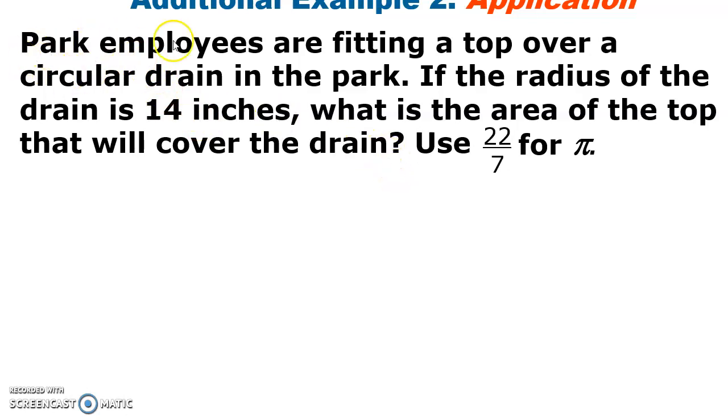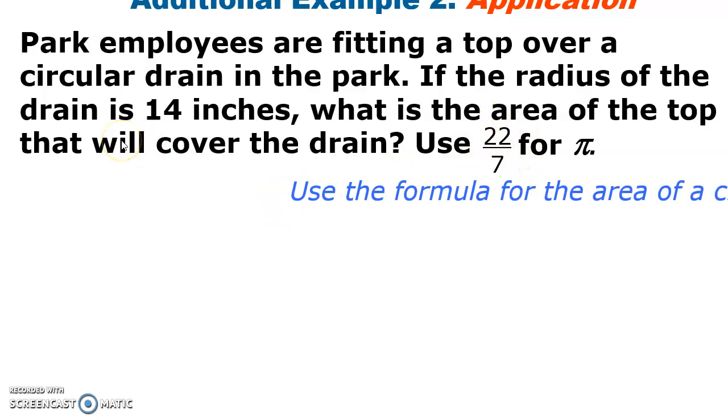So we have a park employee or park employees who are fitting a top over a circular drain in the park. If the radius of the drain is 14 inches, what is the area of the top that will cover the drain? So we're trying to figure out the area of basically the cover to a manhole or a drain. Now, what do we know about 14? 14 is a multiple of 7. And look at this alternate use for pi here, 22/7.